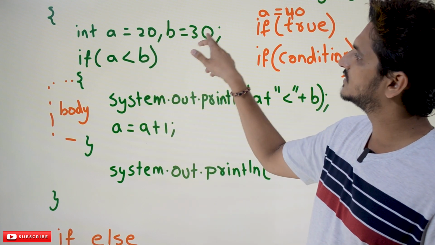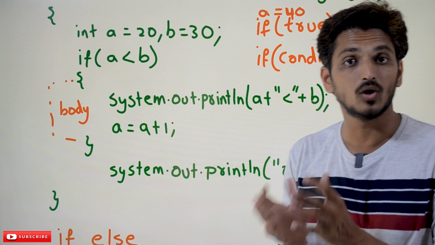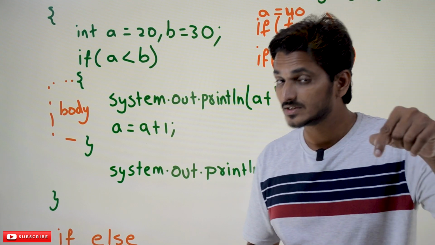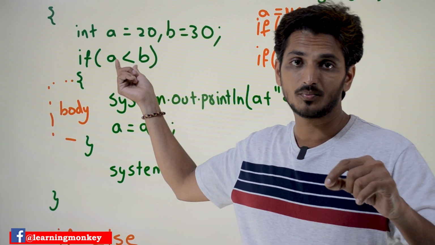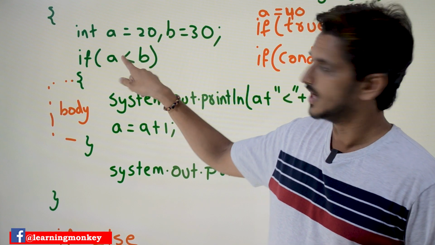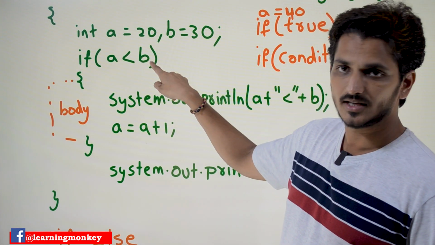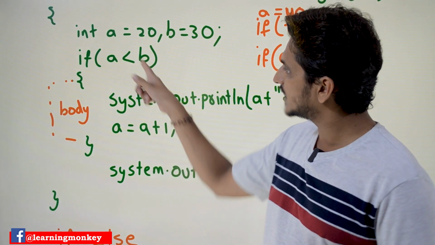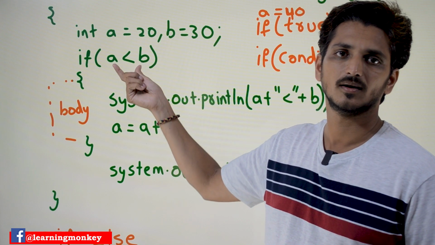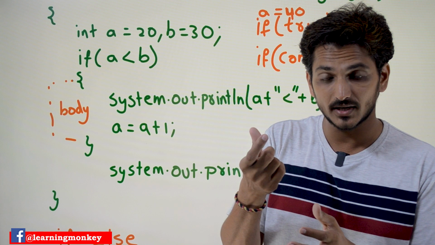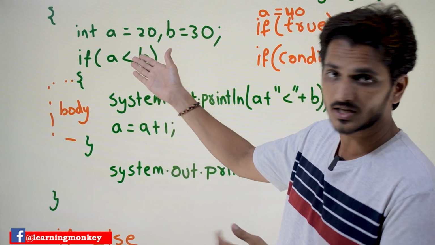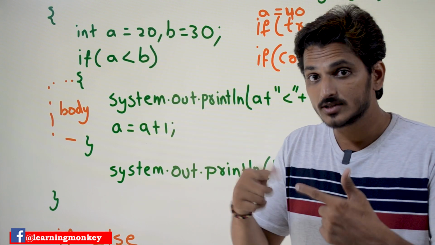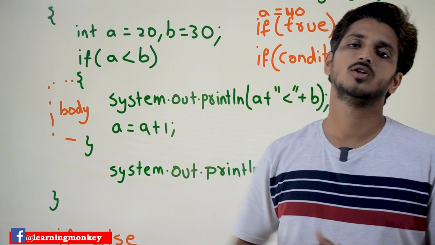A is 20, b is 30. 20 less than 30. Is it true or false? Yes, 20 less than 30 is true. In our previous classes, when we discussed the relational operator, after executing this operator, if the condition 20 less than 30 is true, a true value will be there. If the condition is false, false will be there. That is what our relational operator does, and the output remains at this position.